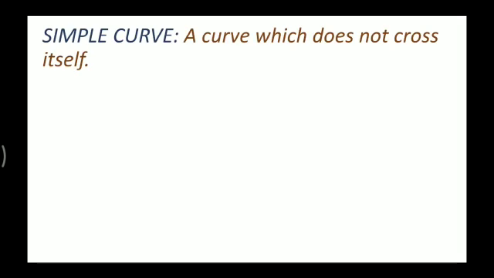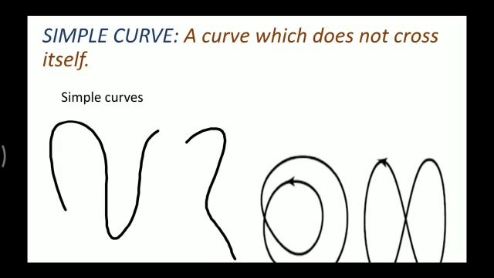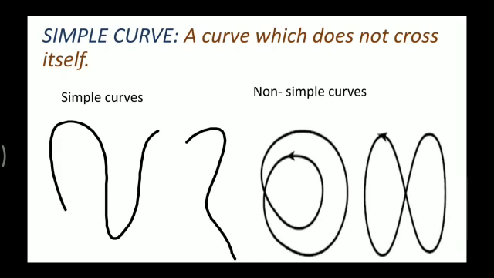Next you have a simple curve. A curve which does not cross itself is called a simple curve. So examples are all these curves. Here the curve doesn't cross itself. Some of the non-simple curves are here. In this case, the curves cross themselves.